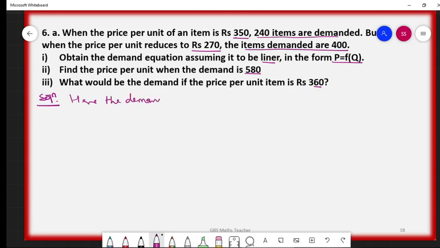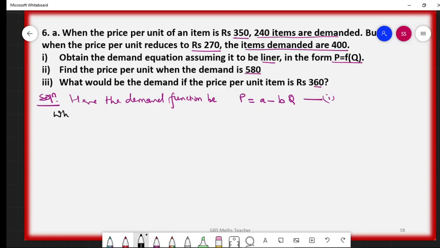The demand function P equal A minus BQ. I have supposed this first equation is in terms of P, that is, f of Q. And the second part, dear students, is given.